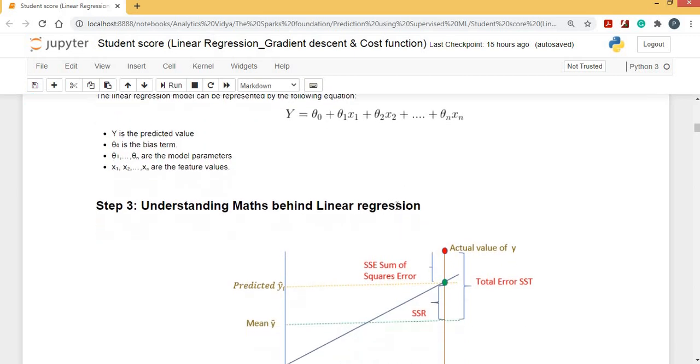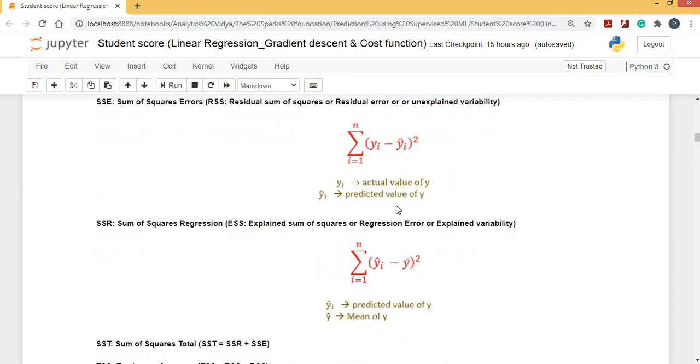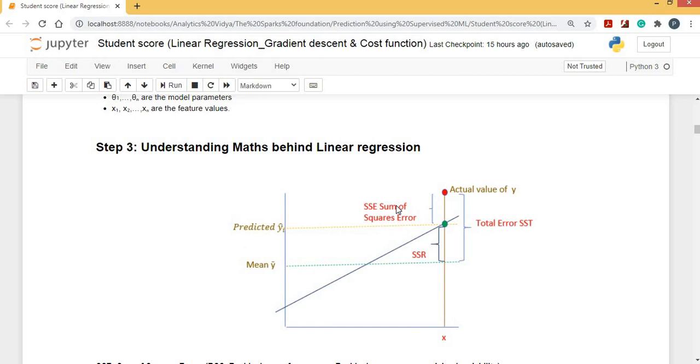Now understanding the maths behind the linear regression. Okay, so let's say this is the line of all the scatter plots. Once we have all the coordinates of all the scatter points, we can draw a mean line over here. Like if we have y1, y2, y3, y4, then we can draw a mean of all those points over here.